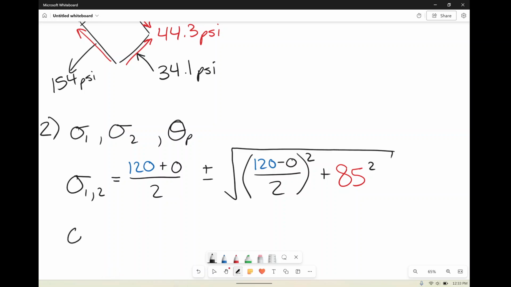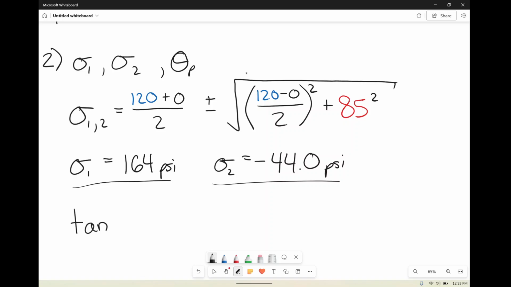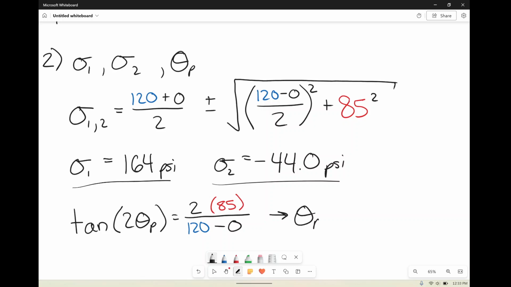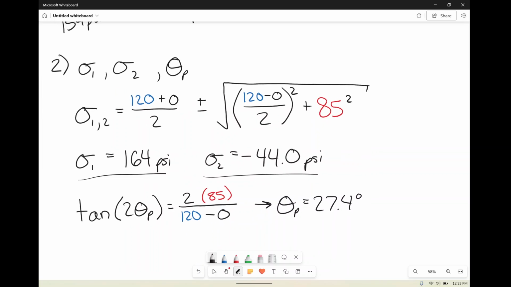So cool. So what are we going to get? For sigma 1, we're going to get 164 psi. And then for sigma 2, when we plug the negative in there, we're going to get negative 44.0 psi. So cool, there's our two principal stresses. If I want to find theta p, we're doing the tangent of 2 theta p is equal to 2 times tau xy, which is 85, divided by sigma x, which is 120, minus sigma y, which was 0. So that's going to give us a theta p of 27.4 degrees. Now, technically, when Hibbeler asks you for an answer, he's most likely going to ask you for the answer of theta p1 and theta p2.